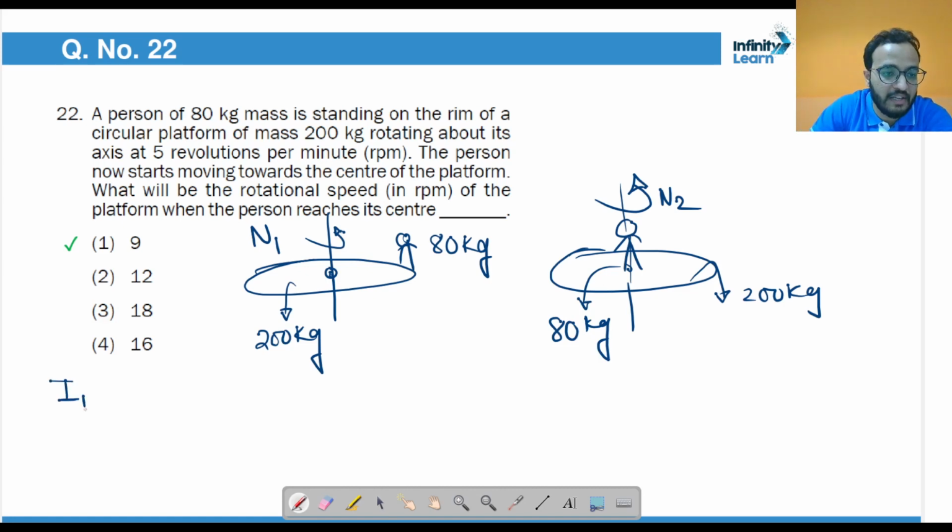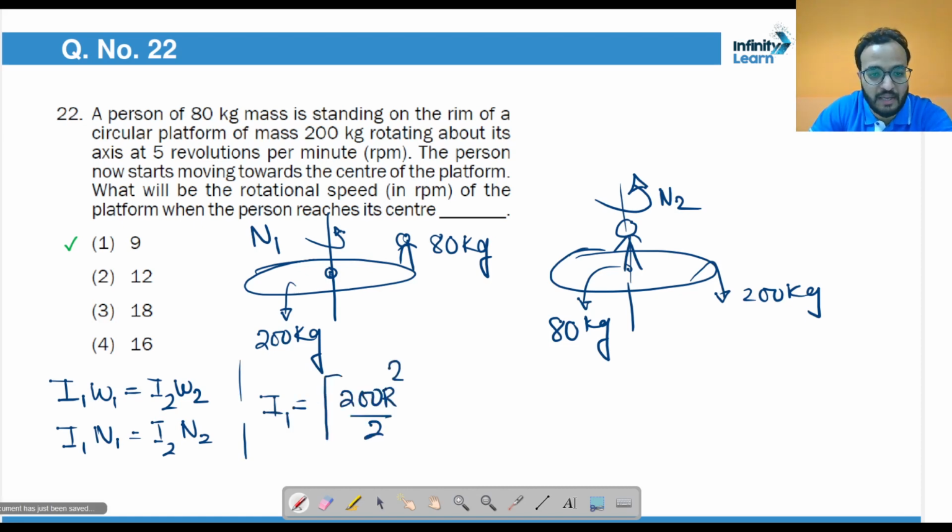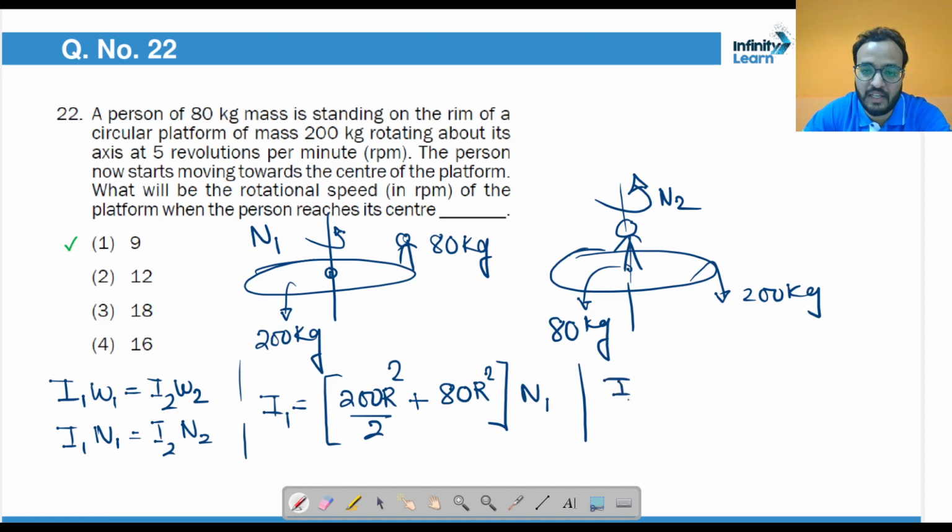So we can say I1 omega 1 equals to I2 omega 2. Omega is directly proportional to number of revolutions per second, so I can write it like this also. I1 n1 equals to I2 n2. Just find out I1. It is 200 into r square by 2 for a disk, mr square by 2, plus for the man it is 80 r square into n1. And what is I2?